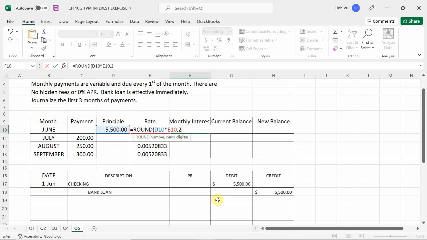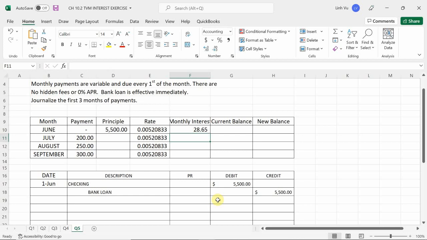5,500 times 0.0052083, if you want to go as far as that. I believe it's like third. Oh yeah, no wait, you're right. It is 28.65. Okay, good.